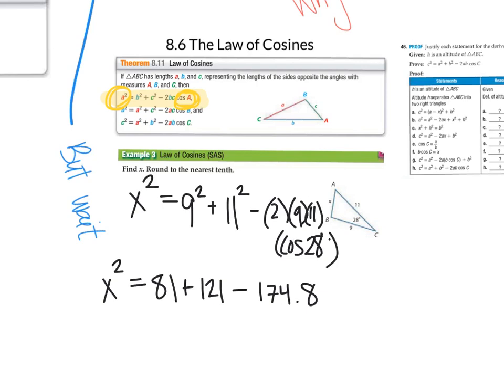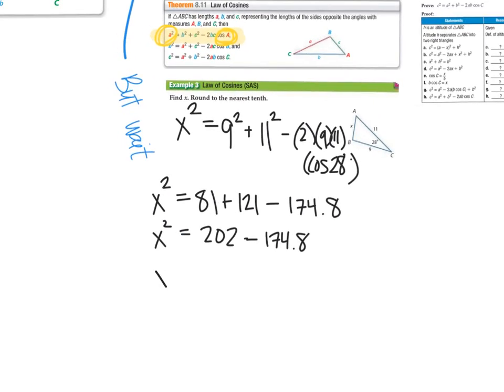All right, I'm going to continue to solve this. According to PEMDAS, I have to do addition and subtraction from left to right. So this is going to be x squared is equal to, then I'm going to add the 121 plus 81, and I get 202. And then I'm going to subtract 174.8, and I get 27.2. So x squared is 27.2.